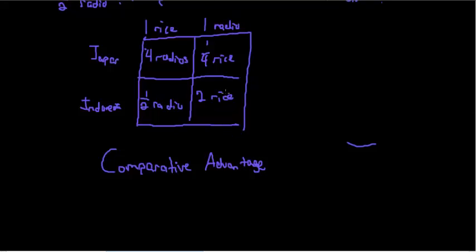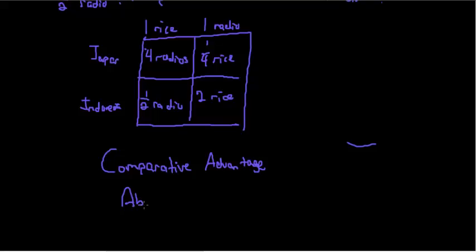Now look at radios. Japan only has to give up 1/4 of a pound of rice to produce one radio, and Indonesia has to give up 2 pounds of rice to produce one radio. So the opportunity cost for Indonesia to produce radios is higher than the opportunity cost for Japan to produce radios. So we would say that Japan has the comparative advantage in producing radios.